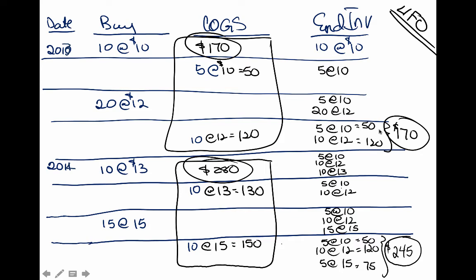Ending inventory under LIFO for 2013 is $170. And adding up our cost of sales, it comes to 170 as well. In 2014, we went out and bought 10 more units at 13, so we now have 3 layers, 5 at 10, 10 at 12, 10 at 13. We sell 10. The last ones to come in were the $13 layer, so we sell those, and we're back to our 5 at 10, 10 at 12.